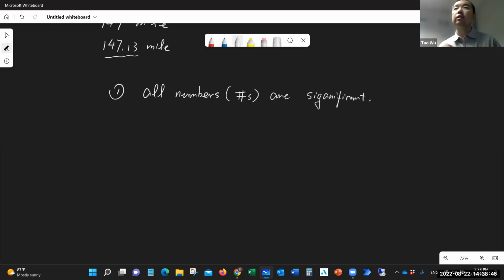The significant means when you count the sig fig, you're going to count the number. For example, that is a pi number, right? So all those are numbers, then each of these will count. So this has 3 sig figs. They have 3 sig figs, okay? So this is rule number one.